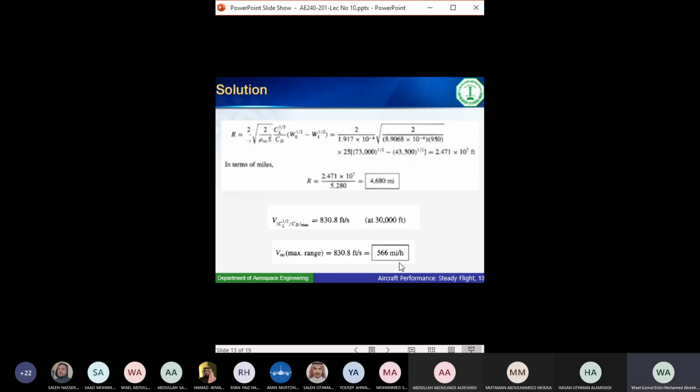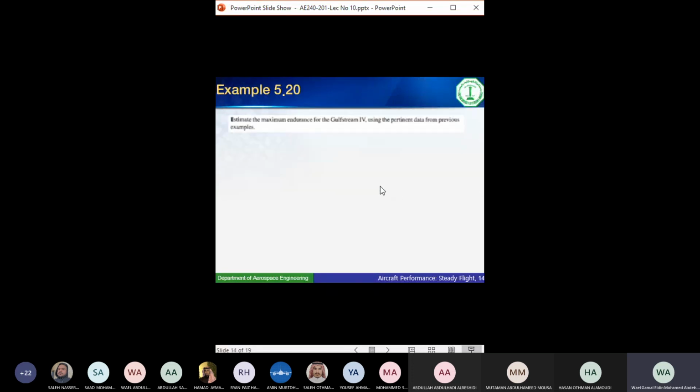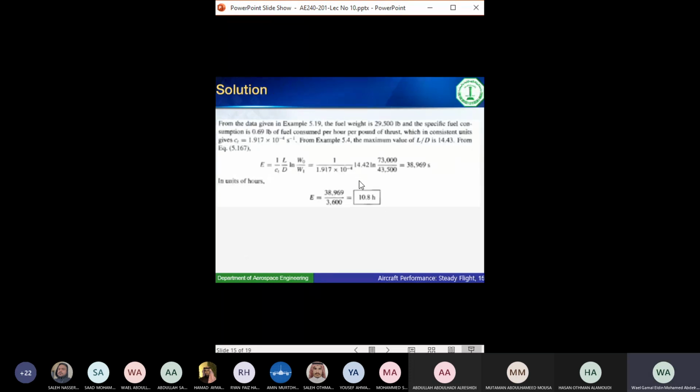So if you go faster, you will cover more distance, but the time will be shorter. If you go slower, you will not cover as much distance, but you will stay airborne for a longer time because you are not burning that much fuel. So that's why range and endurance are different, and every aircraft is optimized for maybe one of these. Some aircraft want to fly farther and some want to fly for a longer time.